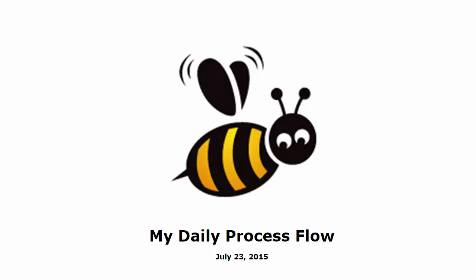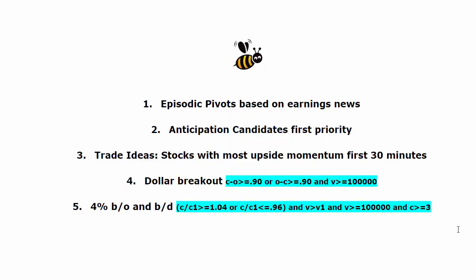This is a quick look at my daily process flow, the process which I follow to find my candidates. There are five elements to what I do during the day. These are the scans and these are the methods which I use during the day to find the set of candidates which I'm looking for.